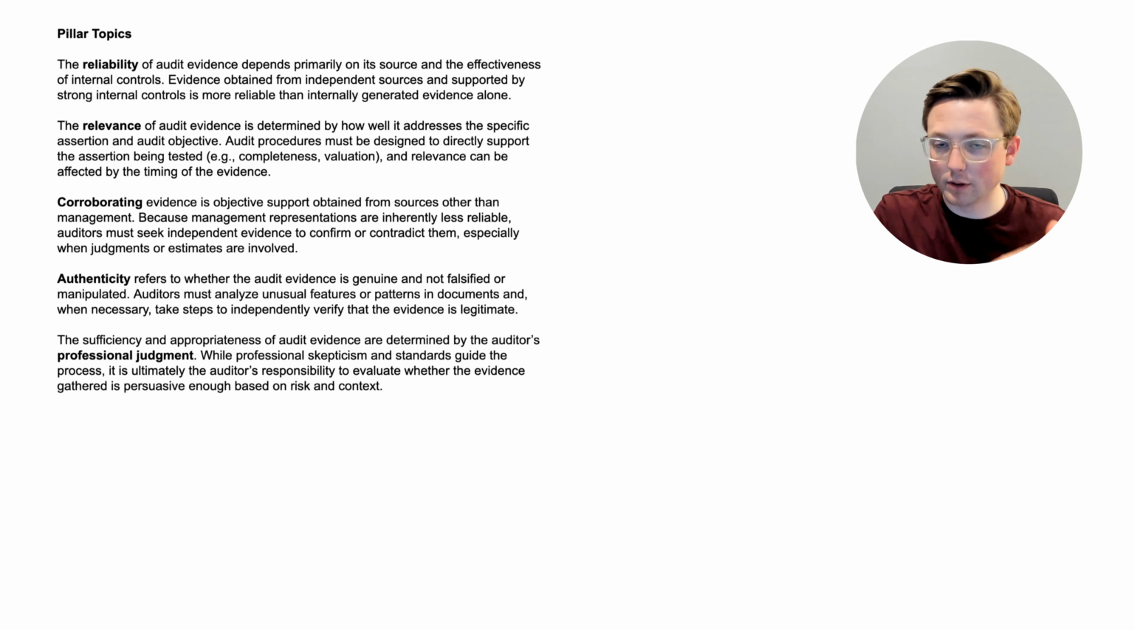That's kind of like the underlying base of everything. While professional skepticism and standards guide the process, it is ultimately the auditor's responsibility to evaluate whether the evidence gathered is persuasive enough based on risk and context. So we learned quite a bit about how auditors are going to analyze information used as audit evidence in this video. Again, we learned about the reliability, the relevance, about corroborating evidence, about authenticity, and ultimately about professional judgment. These are the kinds of things that auditors need to be considering and they need to understand to be able to, again, evaluate if they're going to use information as audit evidence.